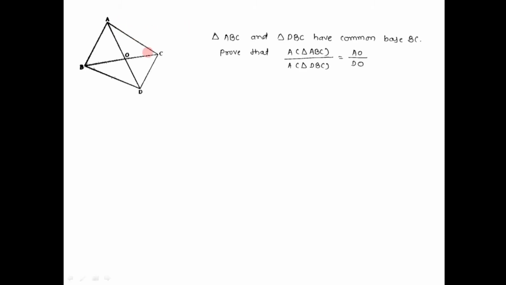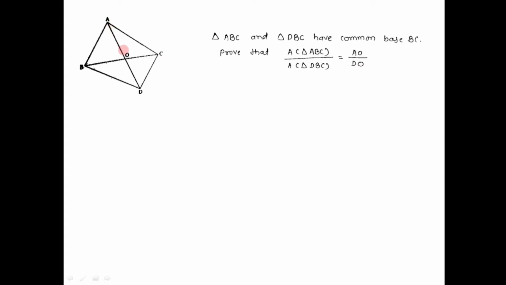Hello students, let us solve one HOTS problem based on the topic similarity from Maths Part 2. The diagram is given and the question is, in this diagram there are two triangles, triangle ABC and triangle DBC. They have a common base, that is BC is a common base for both of these two triangles. We have to prove that area of triangle ABC divided by area of triangle DBC is equal to AO divided by DO.